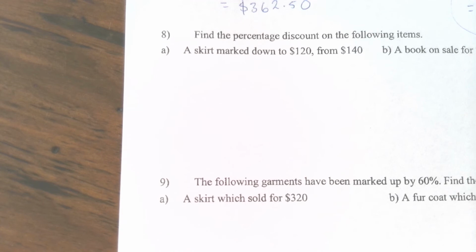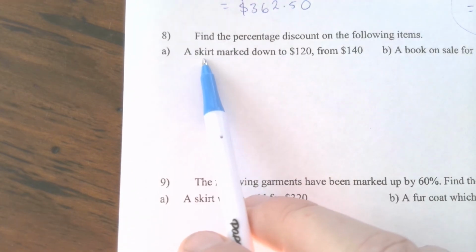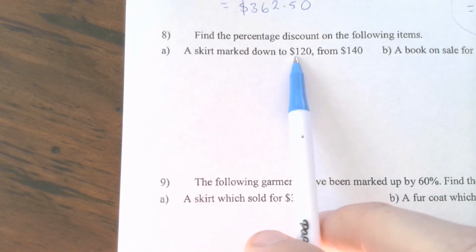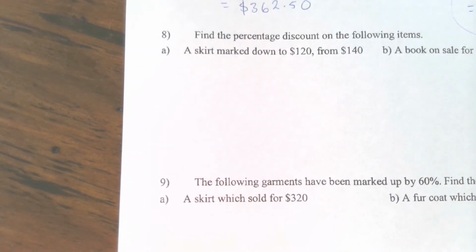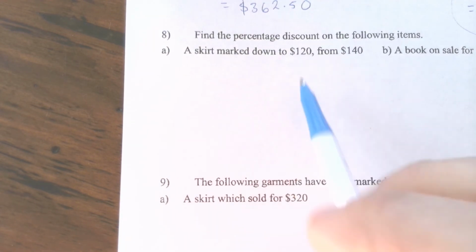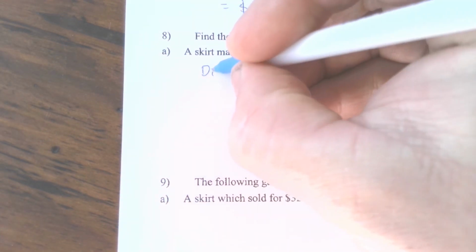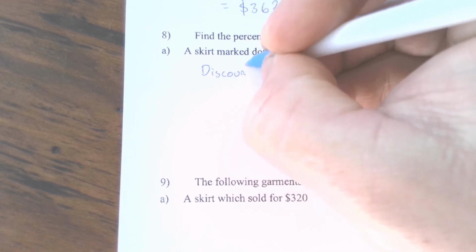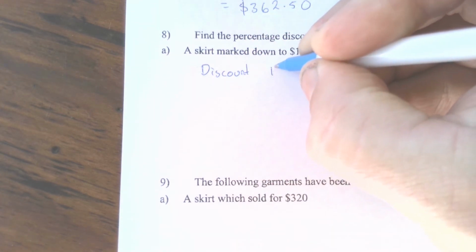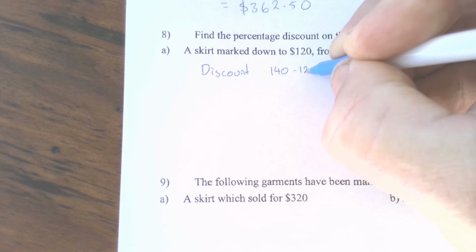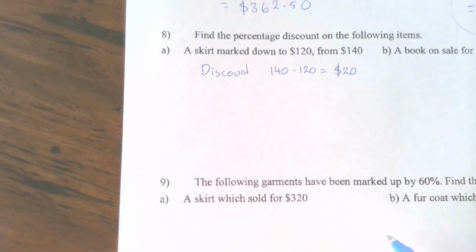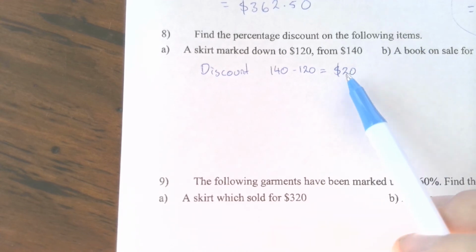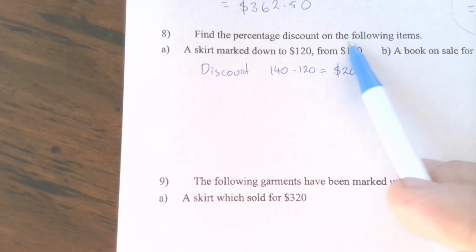Righto, question 8A, I've gone and bought a skirt and it's been marked down to $120 from $140. So what I might do is work out how much I saved to begin with. Okay, so my discount is going to be 140 minus 120. So I saved $20.